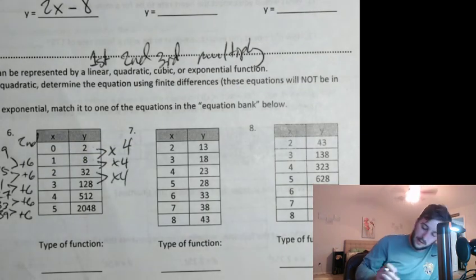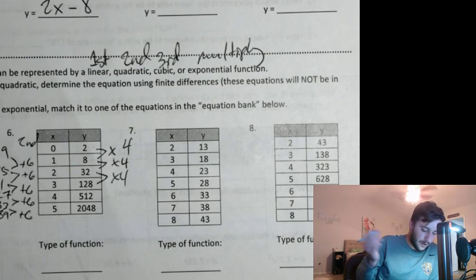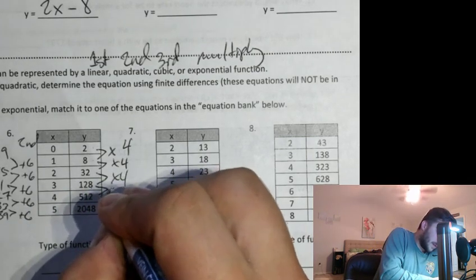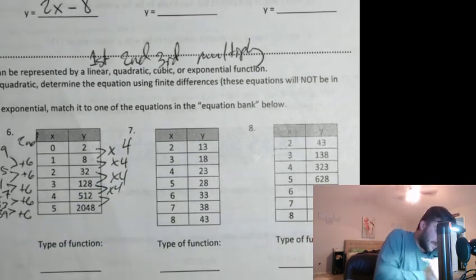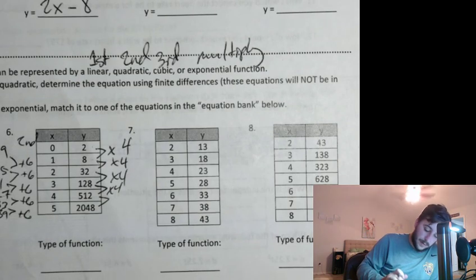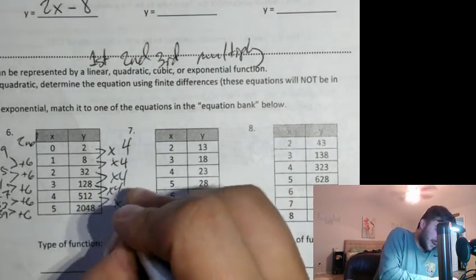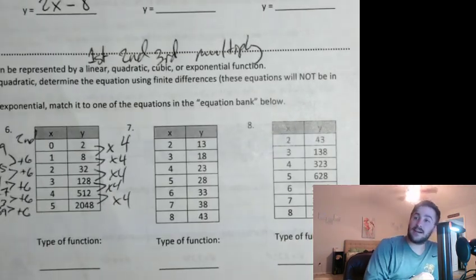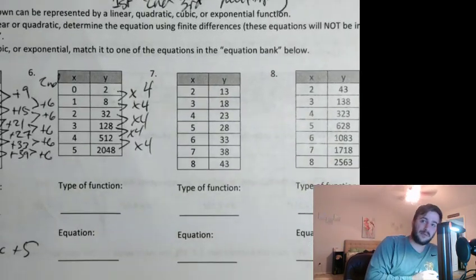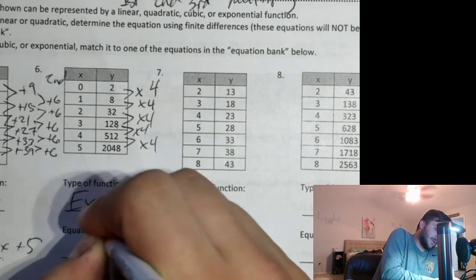We continue that. I do 512 divided by 128. Lo and behold, it's 4 again. So we're multiplying by 4. 512 times 4, let's just try the pattern out. Times 4 this time, hey, it's 2048. That is an exponential function, absolutely through and through. This is an exponential.